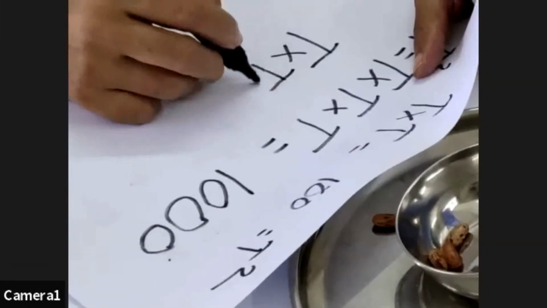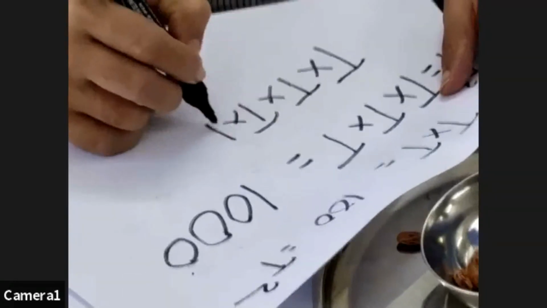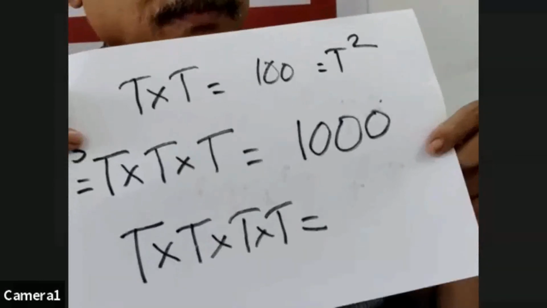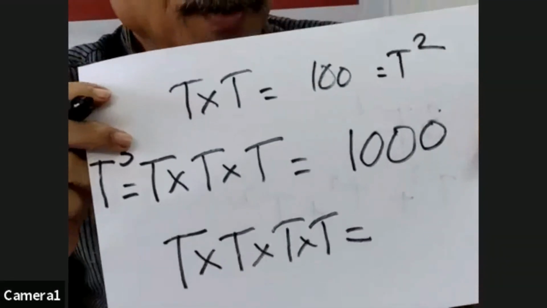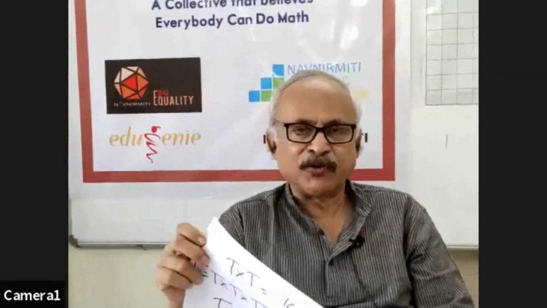T into t into t into t. How many zeros will I have? 10,000. How many zeros? 4. 4 zeros. Very good. This was the last problem that we did today.